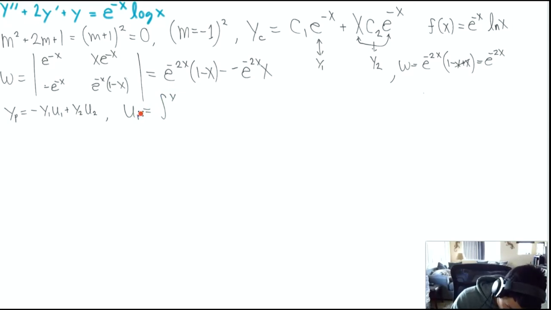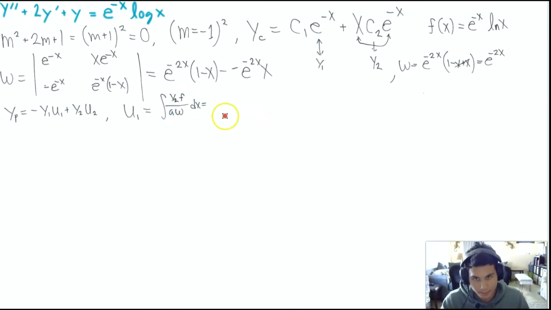u1 is equal to y2 times f over w dx. And yes, there is an a here, but the a is just equal to 1, so we don't really have to worry about it that much. Now, if we actually put values in this right here, what will we get?